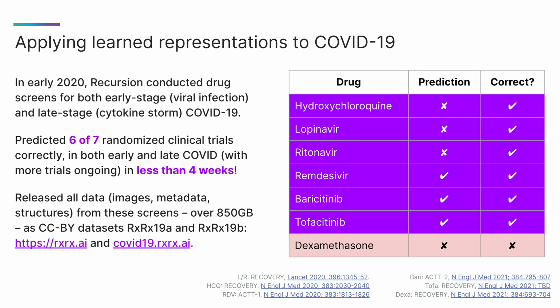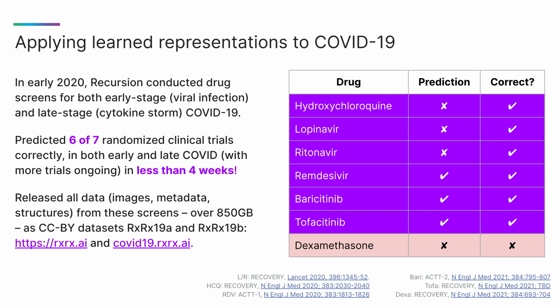You may have heard of this disease called COVID-19. Early last year, we conducted screens both for infection by SARS-CoV-2 as well as against the cytokine storm that characterizes late-stage severe COVID-19. While we did not initiate our own clinical trials based on these results, we shared our results prospectively with the scientific community, and several of the compounds that we profiled were taken into trials by others.